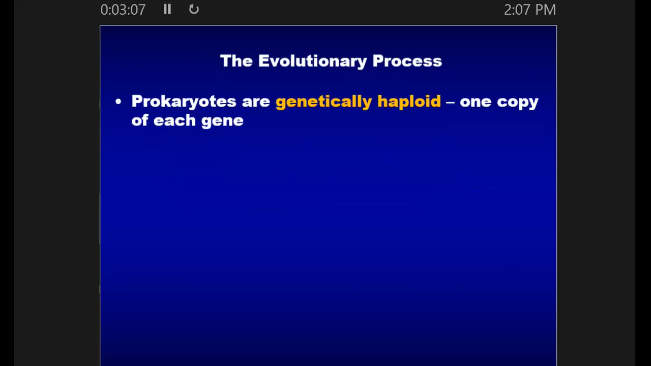Another thing to keep in mind is that prokaryotic cell types, so bacteria and archaea, are genetically haploid, which means they just have one copy of each gene. We have two. We got one from our mom and one from our dad. So we have 23 chromosomes from our mom, 23 from our dad. Microbes don't do that, right? They are genetically haploid. So that raises some interesting situations for them.